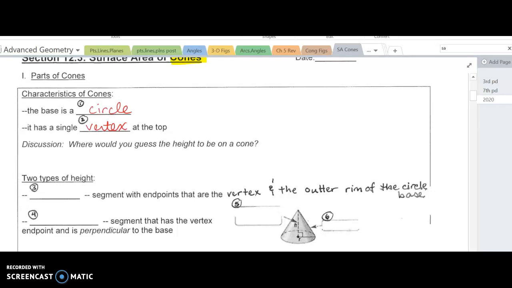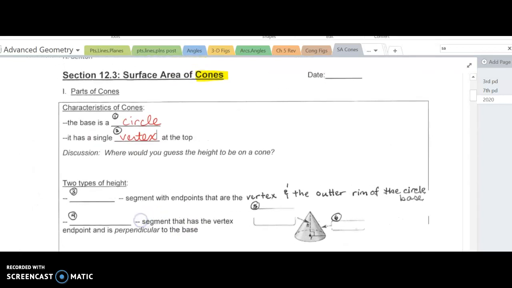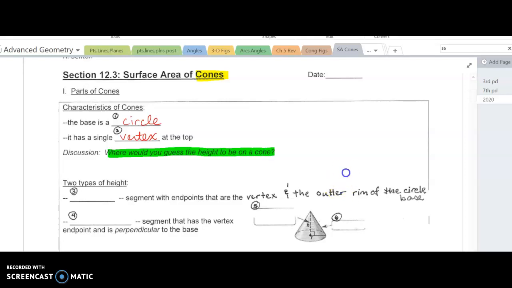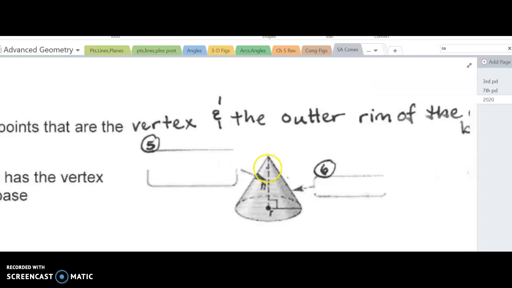So I hope you were able to come up with the first two blanks, that the base of a cone is a circle and that it has a single vertex at the top. What is interesting about a cone is where exactly would you guess that the height of the cone would be? Because on the cone, you have this going up the middle, and it is labeled with an H, so maybe that's obvious, but then you also have this measurement here. And as we think about finding the surface of a cone, the outer party hat, if you will, would you think you would need the red or the blue?